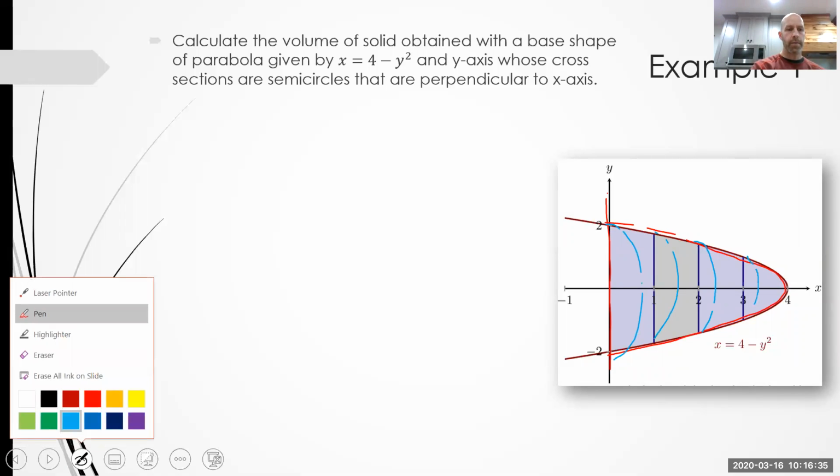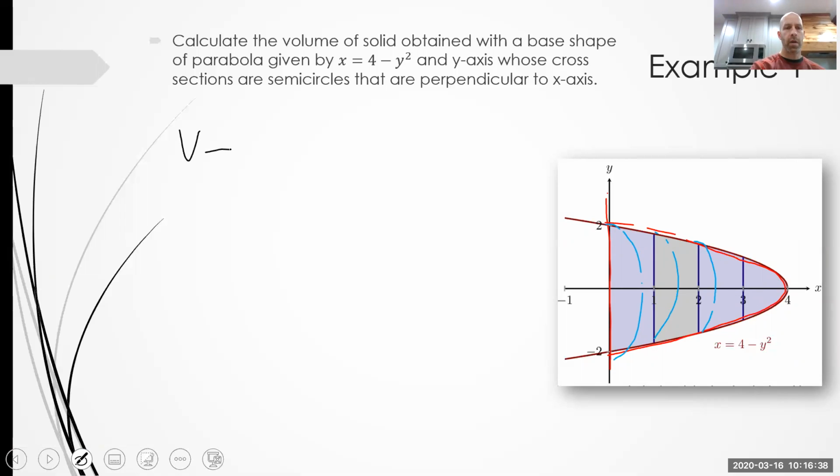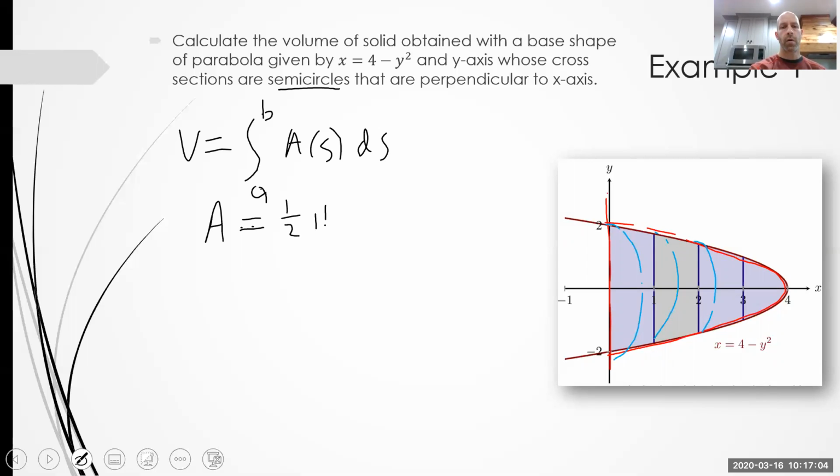So our formula is volume equals integral from A to B of our area function dx, or ds in this case. It's going to be dx in this problem, but in general it's ds. So the first thing we want to do is figure out what our area function is. Well, the area function has to do with the known cross sections, which in this case are semicircles. A semicircle is half of a circle, so the area formula is going to be 1/2 pi r squared.